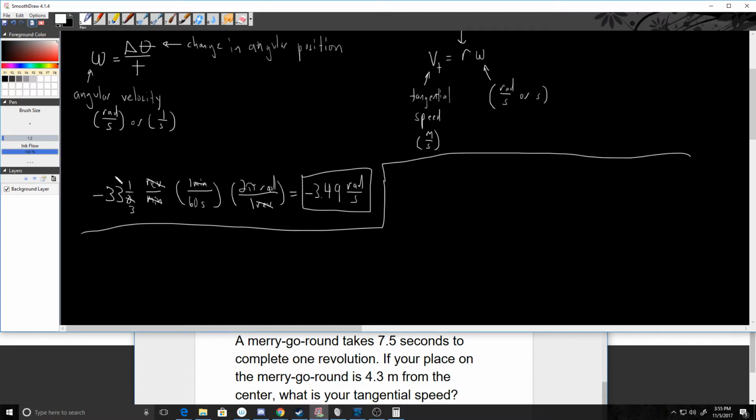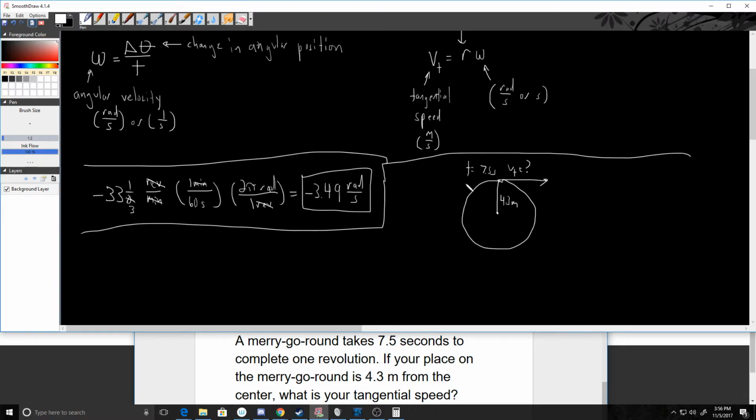All right, so in this case, if I wanted to kind of diagram this out, let's say that I'm on the outside of the merry-go-round. That's the center of the merry-go-round. That's where I'm at, and that distance is 4.3 meters. That's my radius. That's how far away from the middle I am. And I want to know what my tangential speed is if the merry-go-round takes 7.5 seconds to go all the way around.